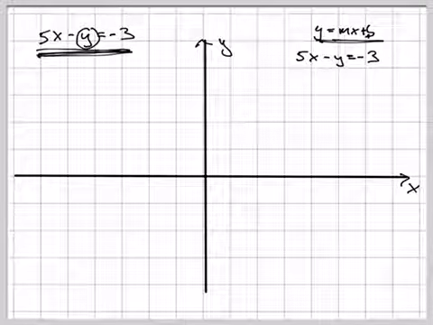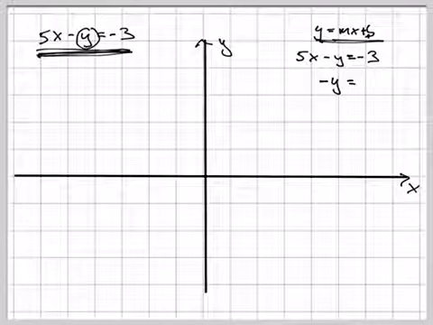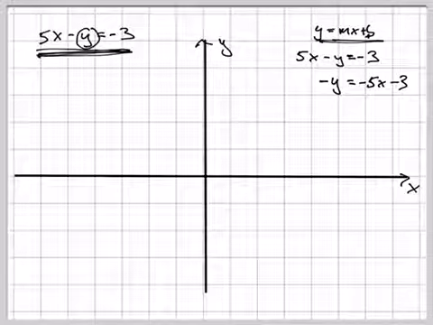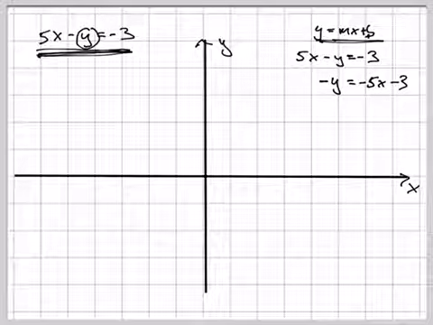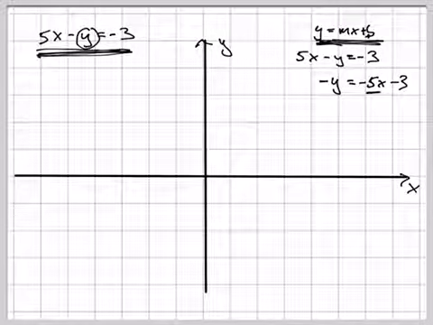So I can subtract 5x from both sides. Now the y is still going to be negative if you do that. I'm going to write the 5x first. I could have written negative 3 minus 5x, but I'm just moving them around so it looks more like this. Putting the x first, right?